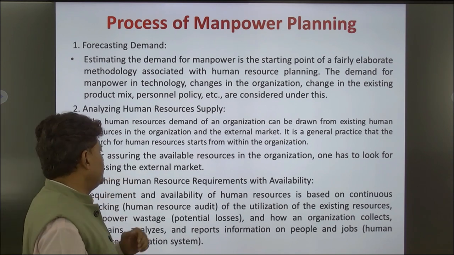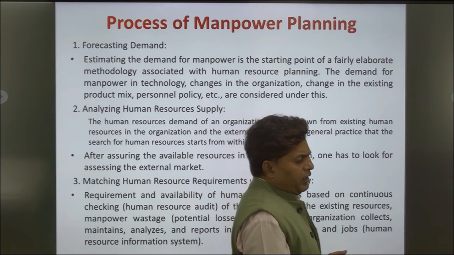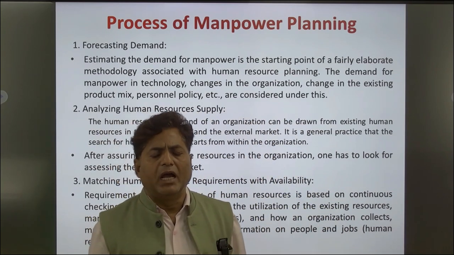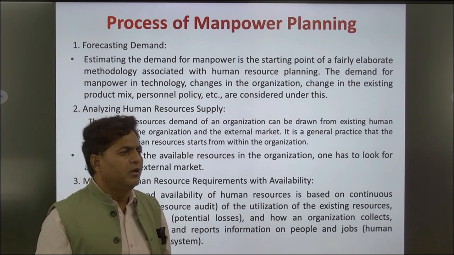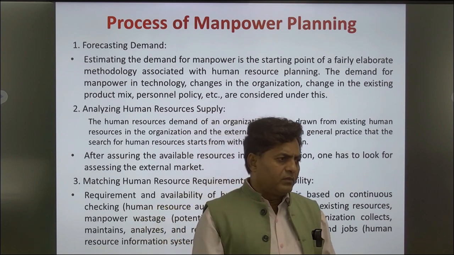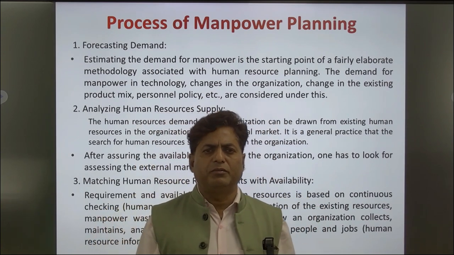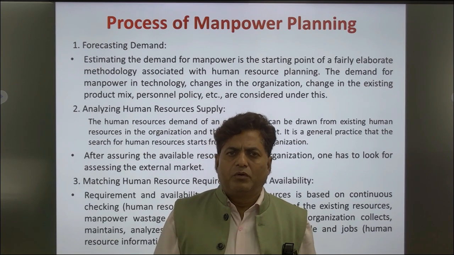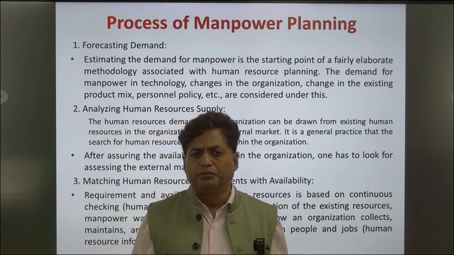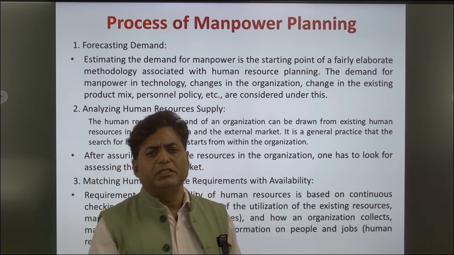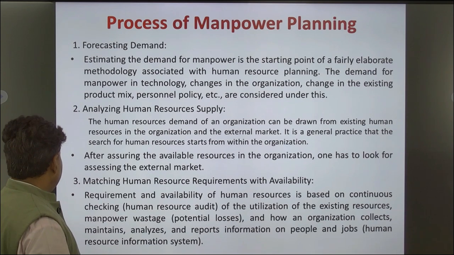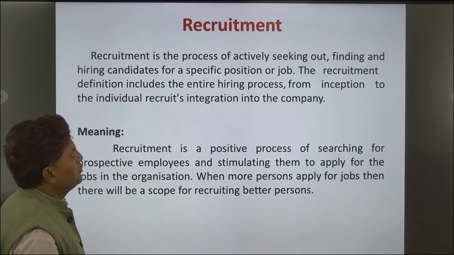The third one is matching human resource requirements with availability. How much are the human resources matched with the requirement? We have some requirements and we also have some human resources, but how do they match with that availability? If the available human resources match our needs, we can use them. But if they are not matching in skill, in knowledge, or in experience, we will go for other sources. This is the third step, matching the human resources with the requirements.